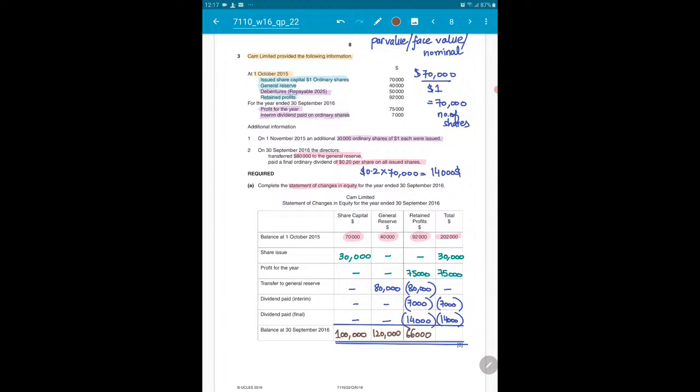For double check purpose, you can solve from both sides. This is going to be 286,000, and from this side also 202 plus 30 plus 75 minus 7 minus 14, you're again also getting 286,000. These are all the things that should be necessary for solving this statement of changes in equity.